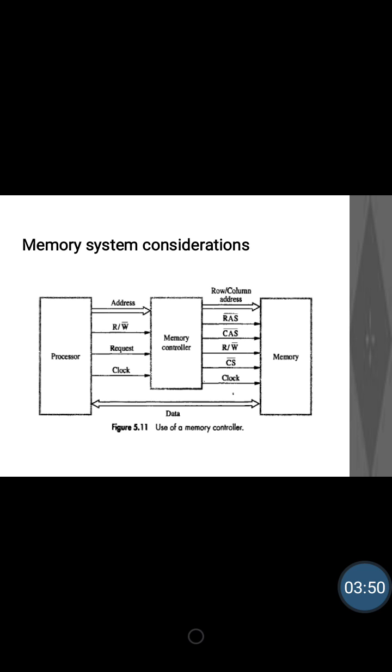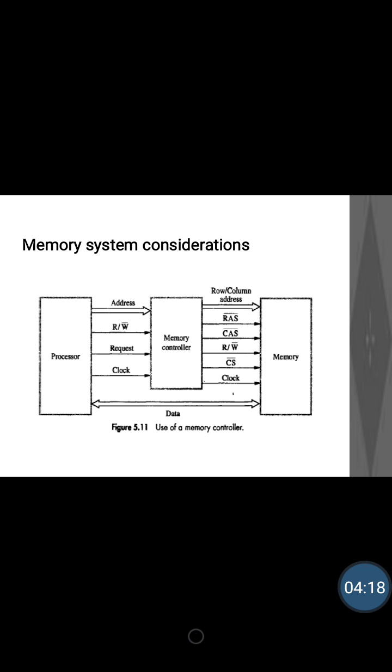So the memory receives the RAS bar signal. When it receives the RAS bar signal at a clock pulse, the address on the row or column address lines is taken as the row address, and when the CAS bar signal is sent to the memory at a particular clock pulse, at that time the address on the row or column address lines is taken as the column address. Thus a particular row and column will be selected and the mentioned operation, whether read or write, will be performed.